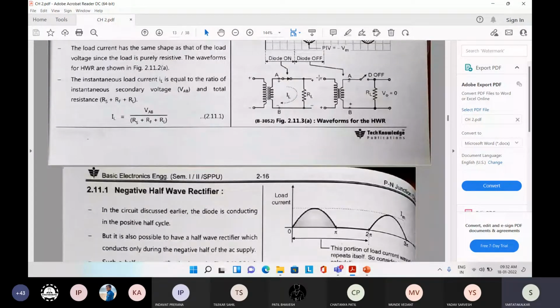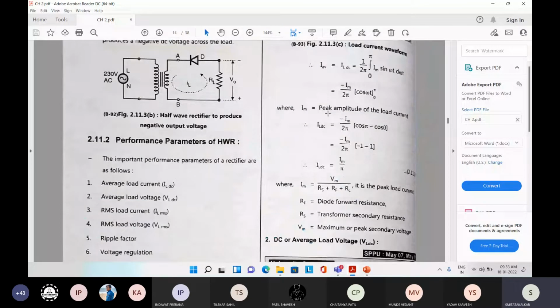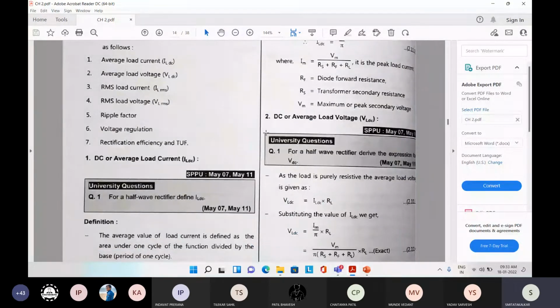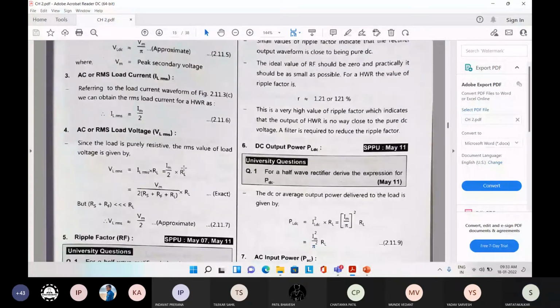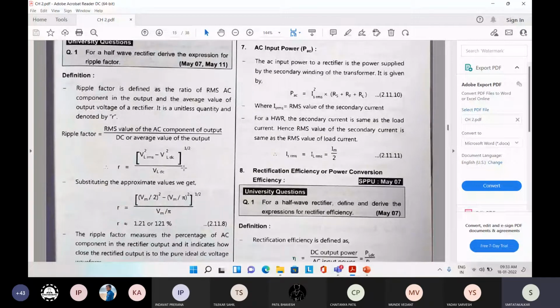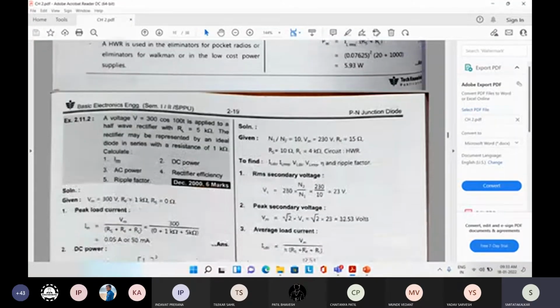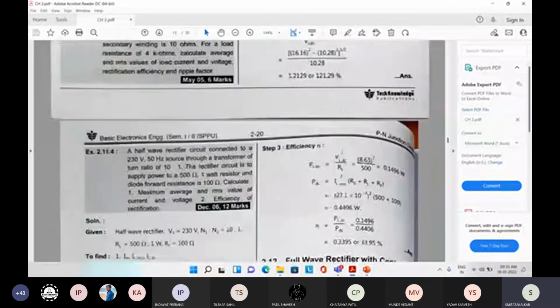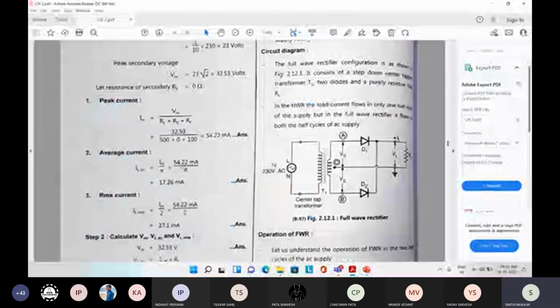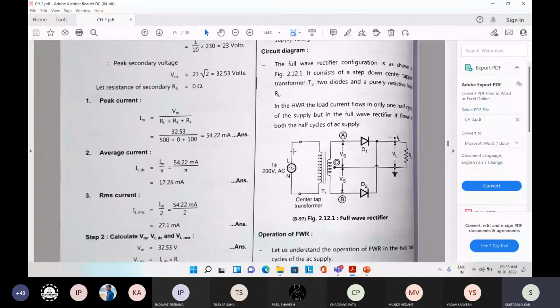And in a negative half cycle, the barrier potential voltage increases, that's why the diode in reverse bias is not in conduction state. Okay? Yes, ma'am. Okay. This is a similar concept to the full wave rectifier.